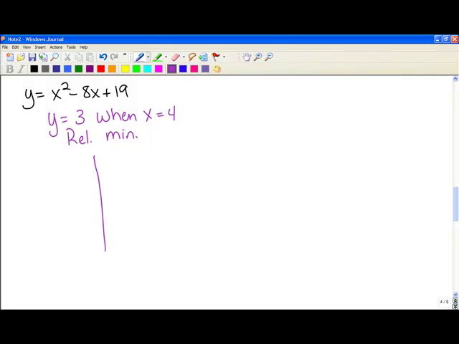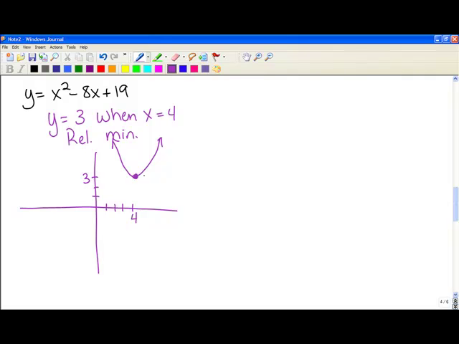Now I'm going to take a minute and draw this on our screen. It's over here at 3 on the y-axis, 4 on the x-axis, so we have our point, and the function went like this. So the point is 4, 3.